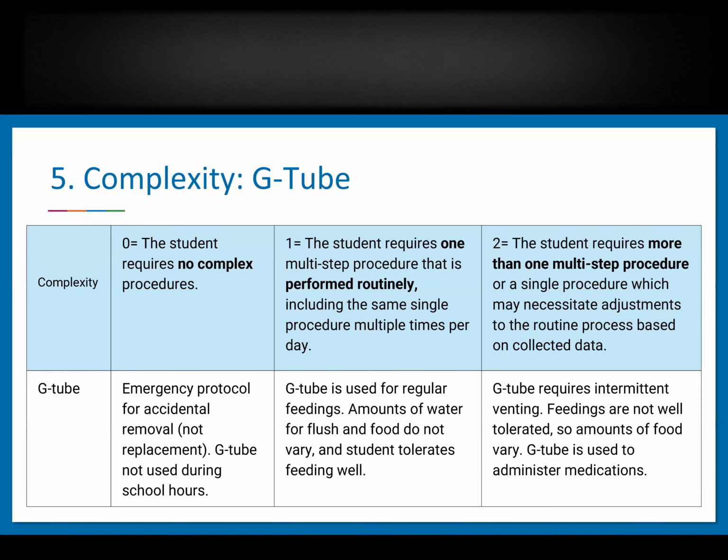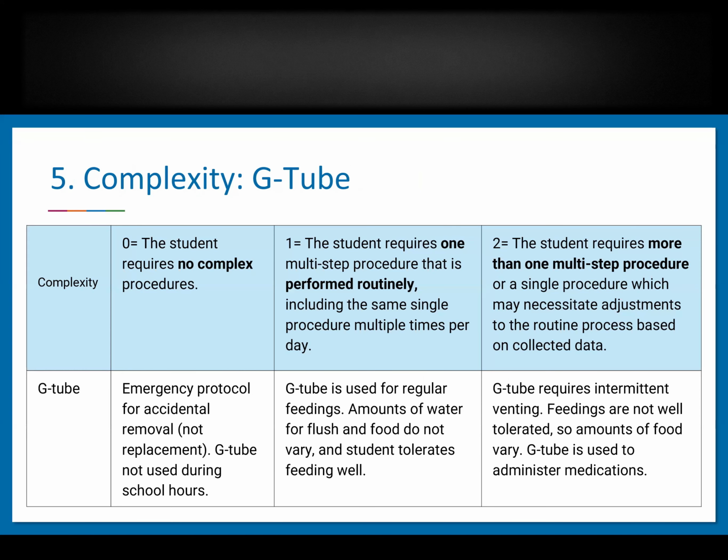Let's look at some case study examples related to G-tube. Xanta is a student with cerebral palsy who uses a wheelchair, has a seizure disorder, and receives all nutrition and hydration by gastrostomy tube. At school, she receives 2 feedings of formula followed by a 20 cc water flush. The procedure is stable and predictable, and the RN has delegated it to UAPs. The complexity score would be 1.